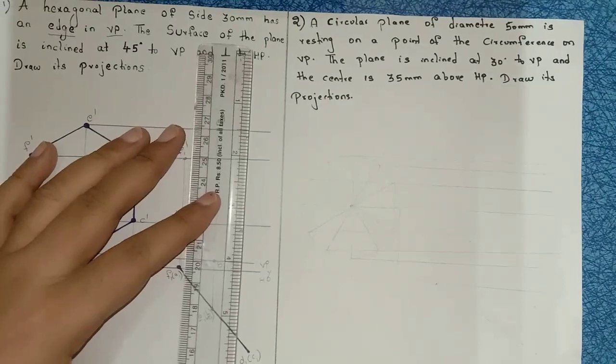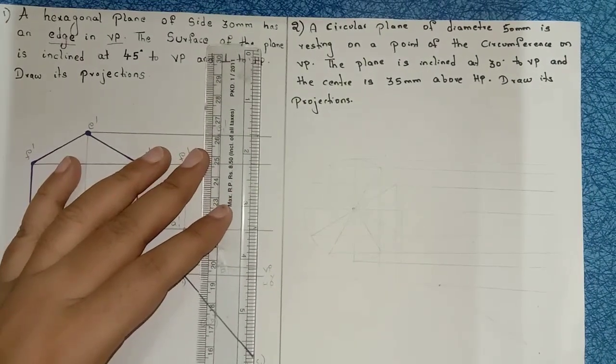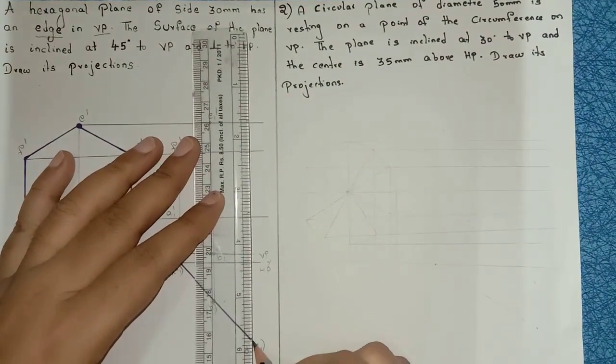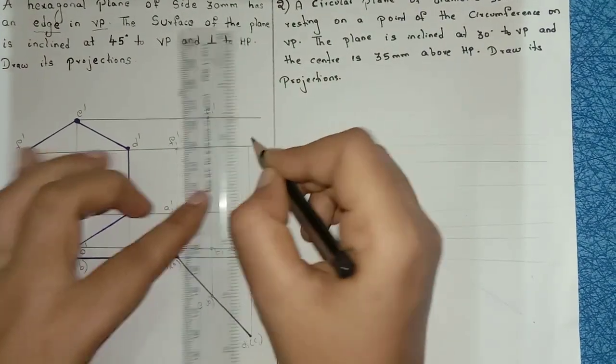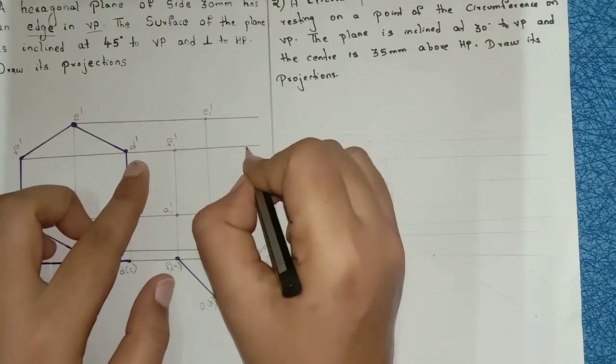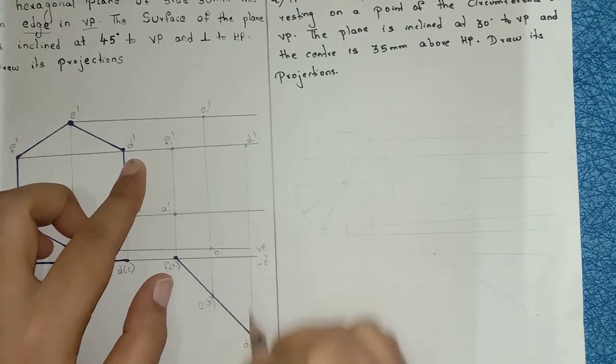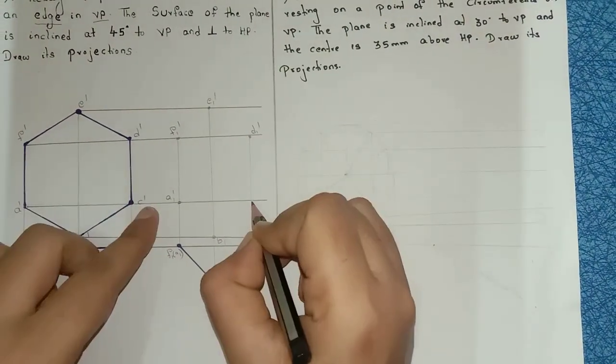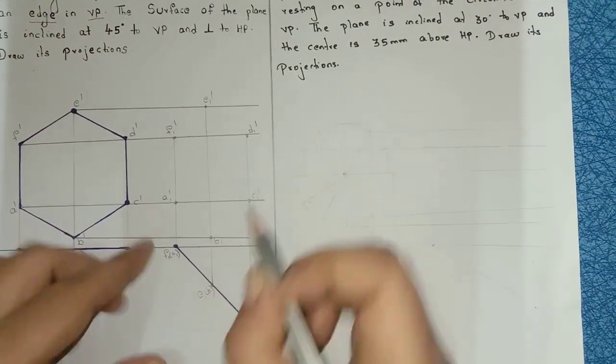Right? After that, again D and C. Draw a straight line. Right? D to D. Name it as D1 dash. Next point is C, no? C to C. Name it as C1 dash.